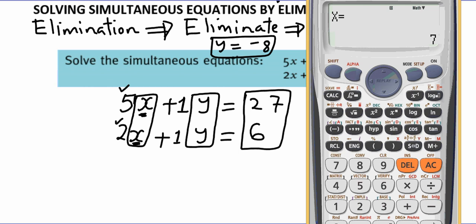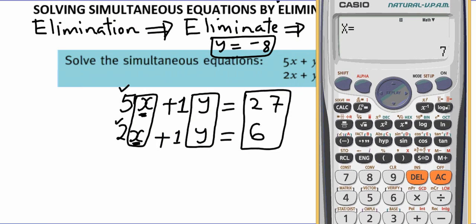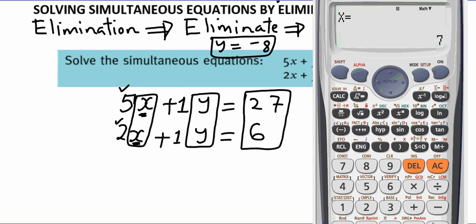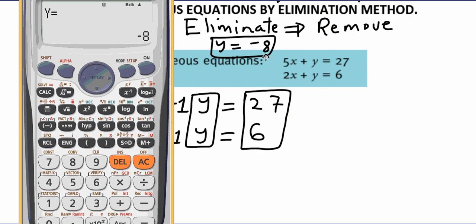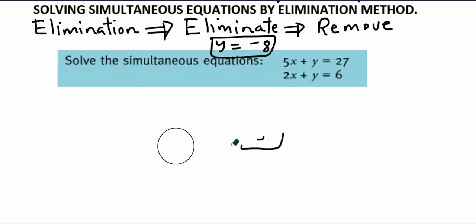So hit equal, we got x is 7. Okay, x is 7, we got that. And then hit equal again, you'll get the value of y. Hit equal again, you see that y equals -8. So we got x as 7 and y as -8. So our answers are correct. Hope that helps. Then let me move on.